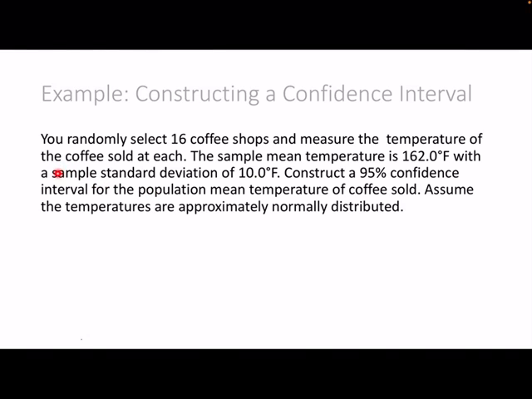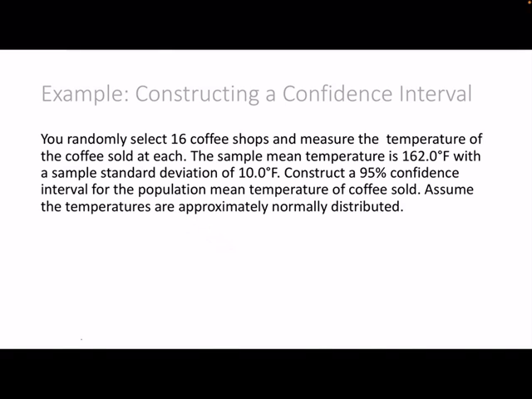It says sample right here, but even if I took that word sample out, that whole sentence is talking about the sample, so no matter what, that's the sample standard deviation. We are not given the population standard deviation, we're given the sample standard deviation. Construct a 95% confidence interval, so c equals 0.95, for the population mean temperature of coffee sold. So we got a sample mean, we're predicting the population mean. Assume the temperatures are approximately normally distributed. Oh, I needed that to even do the problem, because you either need to know that or you need to know that your sample size is bigger than 30.